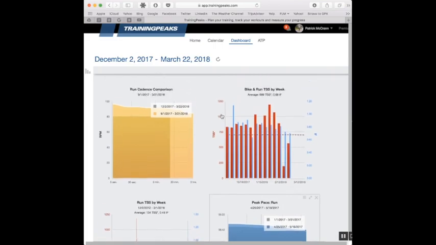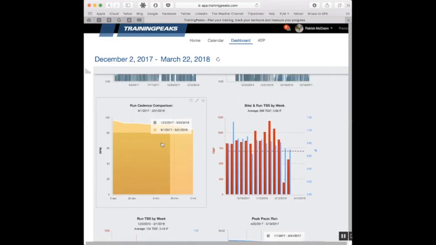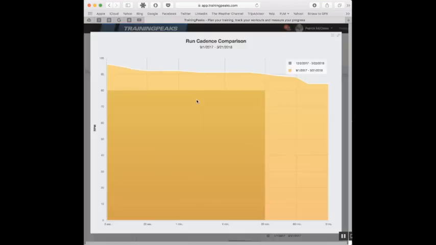And then finally, a little run cadence comparison as well. I don't have a lot of great data here to show you because I haven't been running a lot lately. I've been running on a treadmill. It's been pretty boxy. But maybe I can go back here.